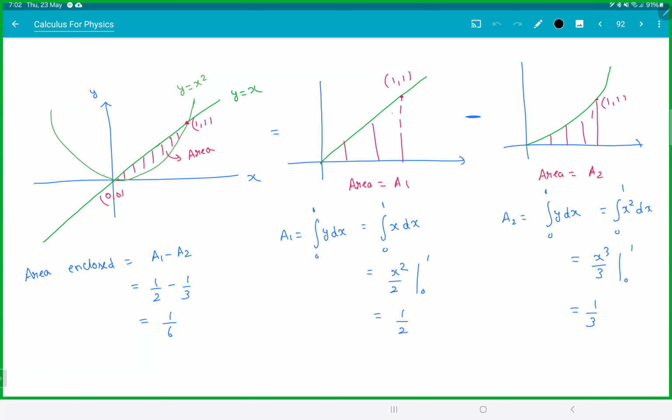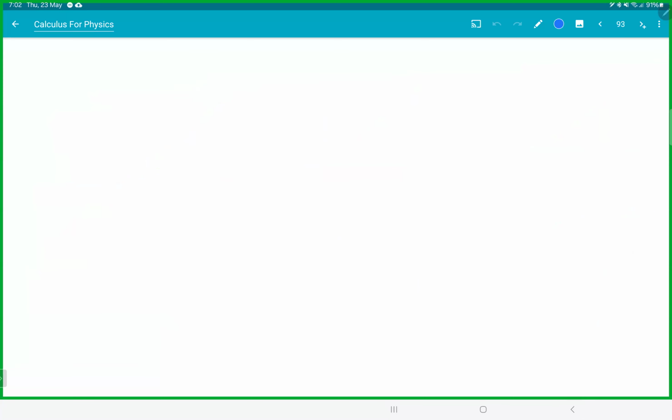So let's start off. Quite an important part. Let's see how to do this. Areas and volumes.